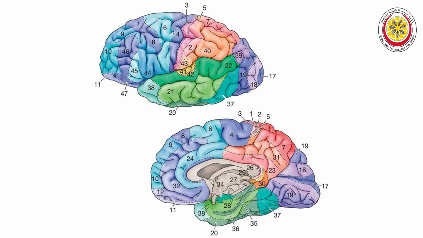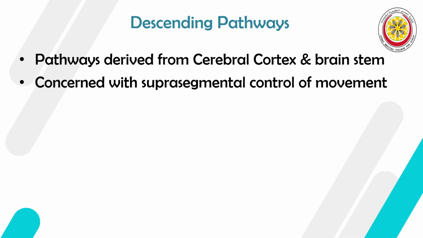So we have the premotor, supplementary motor, and the frontal eye field, and then the prefrontal cortex. But we also have these major somatosensory areas, 3, 1, 2, 5, etc. And then we have, of course, the auditory, the visual, and other temporal areas. They all give rise to descending pathways, from the cerebral cortex and brain stem.